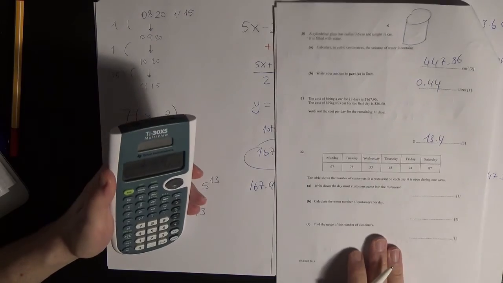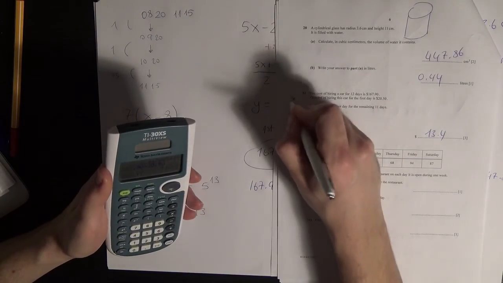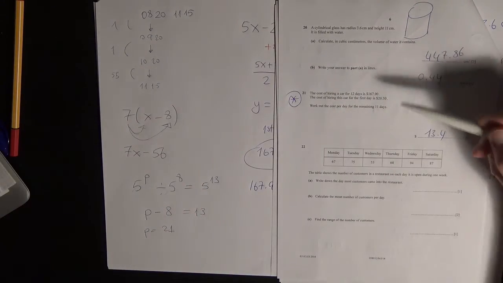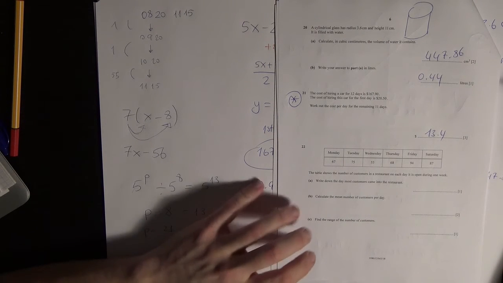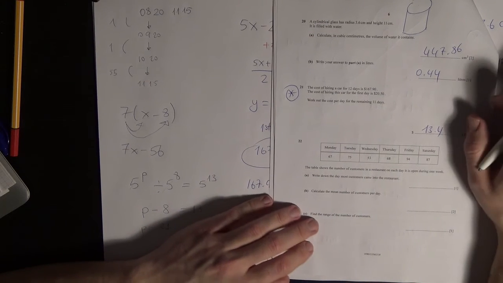I don't think this is very hard because it is very straightforward. It's just first day cost is given, next 11 days is given. So I think everyone should be doing this as well.